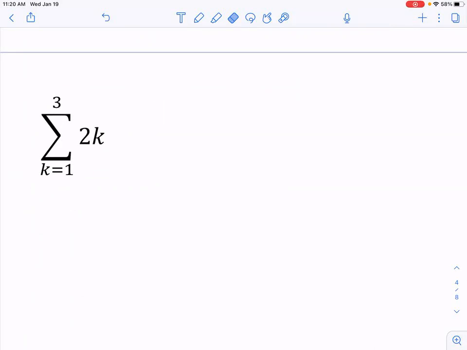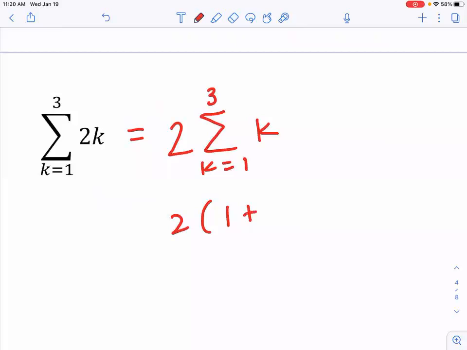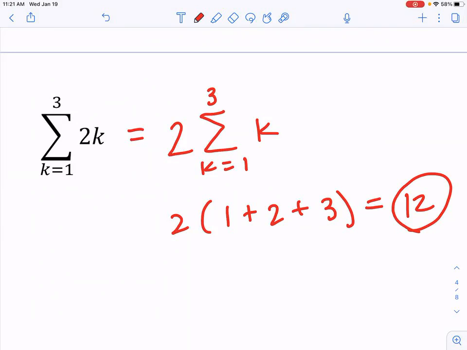Okay. But what I want to show you is that we could totally take 2 out in front and multiply it by the sum of 1 plus 2 plus 3 to get the 12. Now, like I said, you're not going to see the immediate benefit. I just want to show you that that is a possibility. Did it really make our lives that much easier? 3 pretty easy numbers to add together.